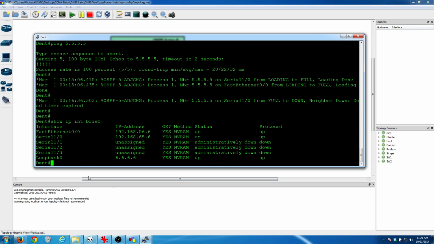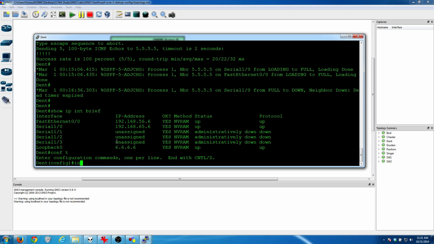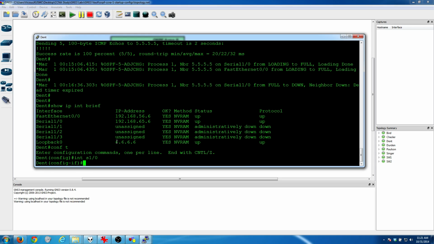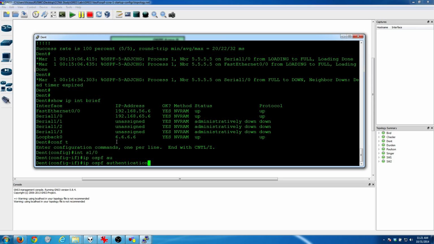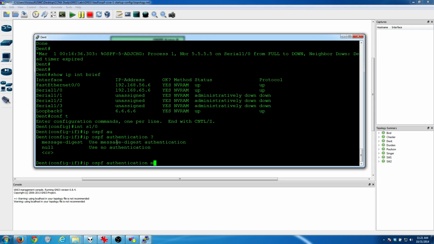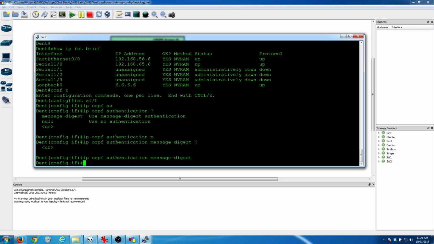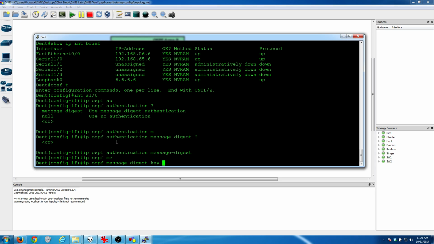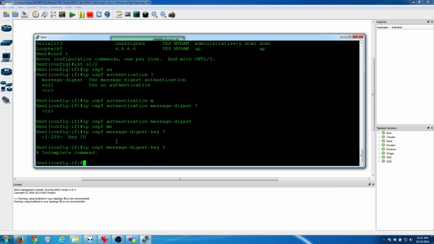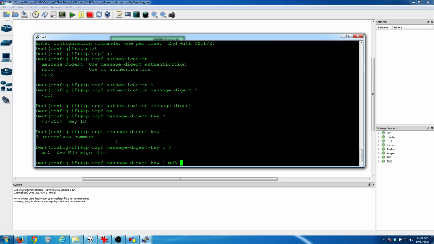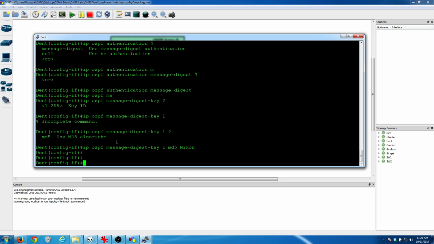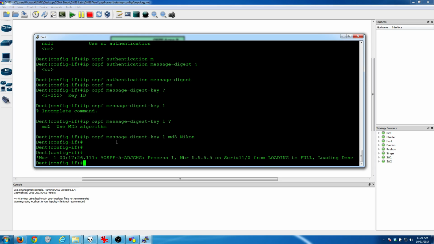This is probably also serial 10. It is, so we're going to do IP OSPF authentication message digest, IP OSPF message digest key number 1 MD5, and Nikon. I'll sit tight for a second and watch that adjacency come back up if everything's working. And there we go. So we have MD5 authentication between those two now.